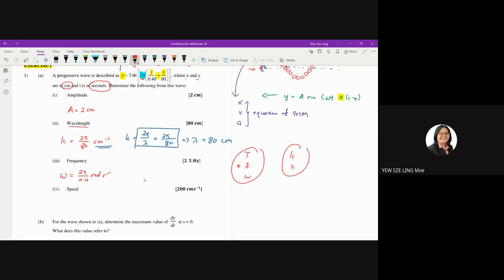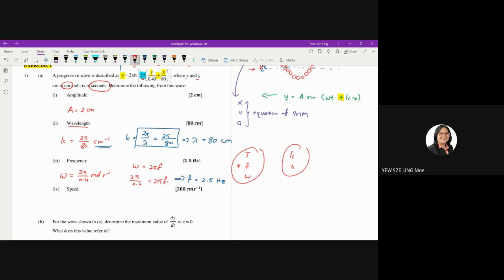So what is the equation that we should use to get the value for frequency? Now you look at the equations. Omega at the same time is equal to 2 pi f. So we know 2 pi over 0.4 equals 2 pi f. Rearrange the equation, and you will obtain f equals 2.5 hertz. So that is how we obtain the value by comparison.